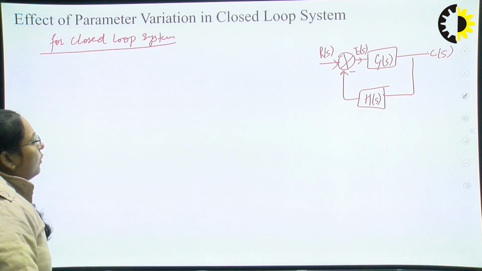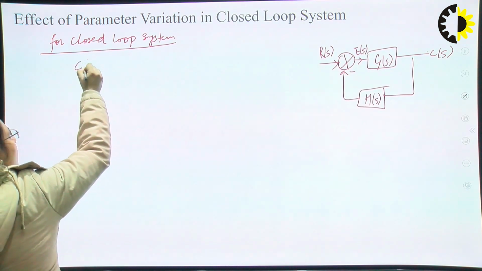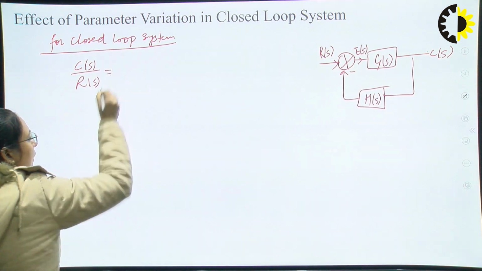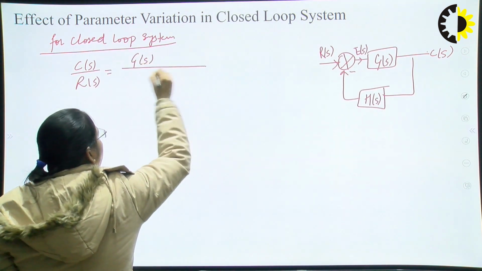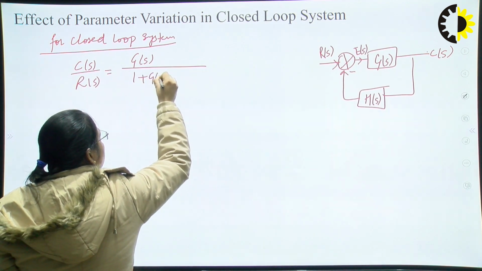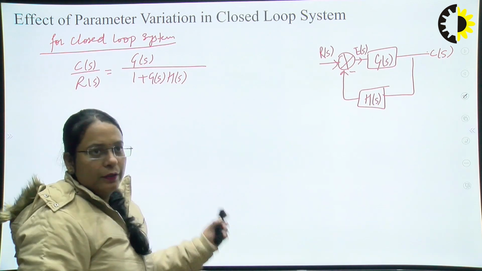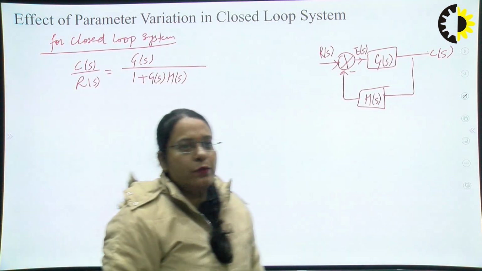Now for the closed loop system, the transfer function C(s)/R(s) can be written as G(s) upon 1 plus G(s)H(s). For negative feedback, this is the value of the transfer function.